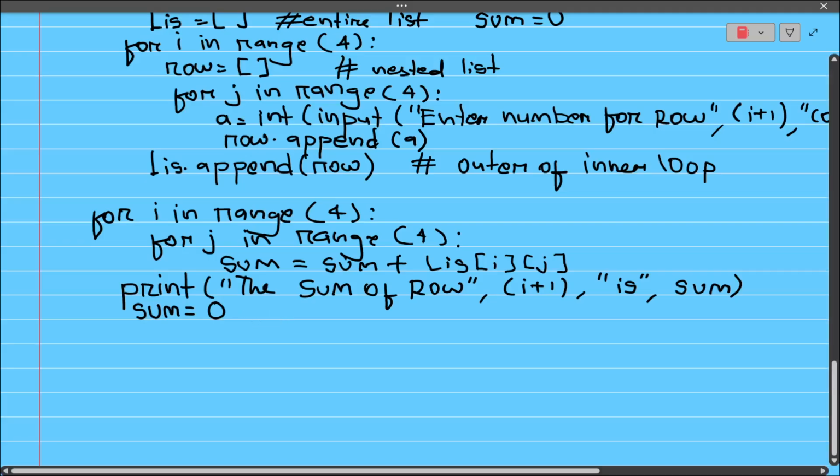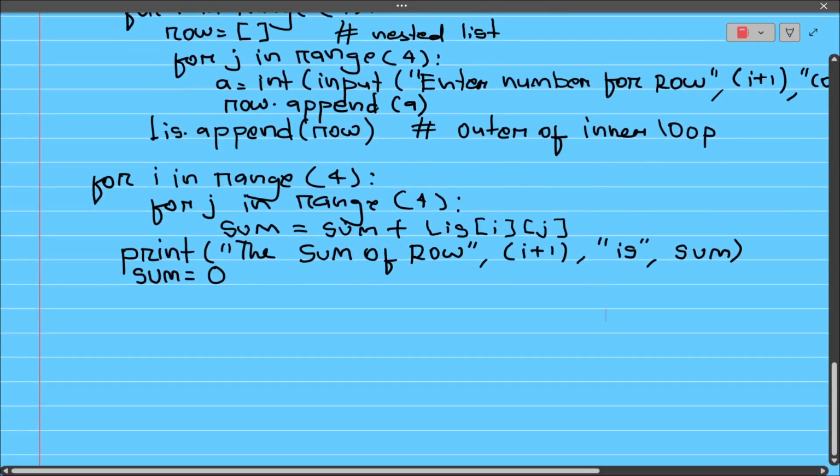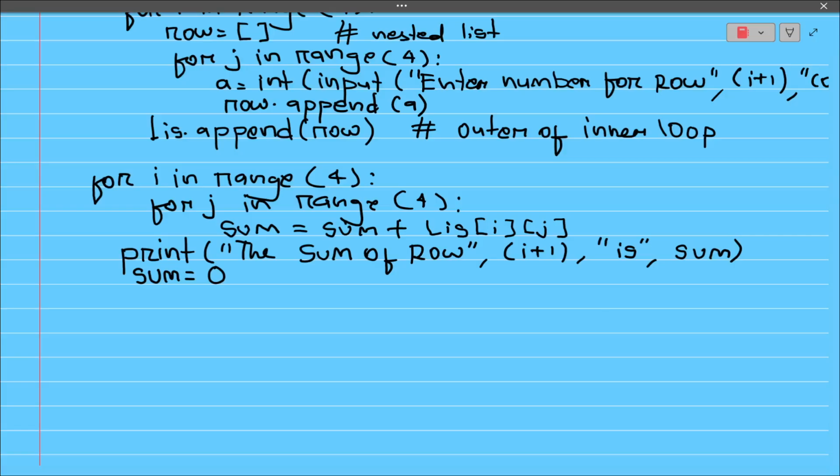Hello? No, I'm asking whether I should explain why I have written sum is equal to 0, or you have understood? Understood, okay. Then this is what you need to do. After each row this sum will become 0, so that it will help me add each element of the row, and then it will be printed.